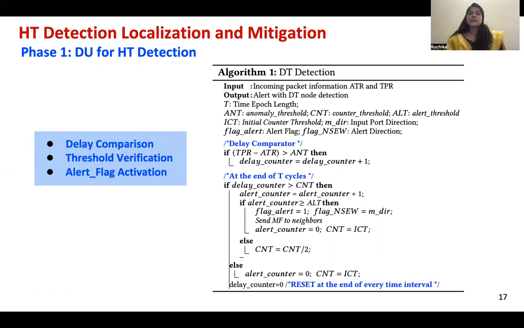If the delay comparison is more than the threshold, that means after the threshold verification, the alert flag activation takes place. Alert flag activation is responsible for informing all the neighbors around the HT such that they know that some malicious activity is going on.